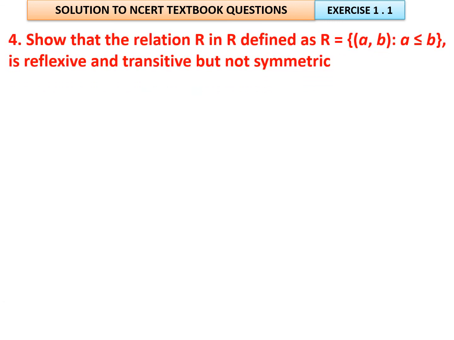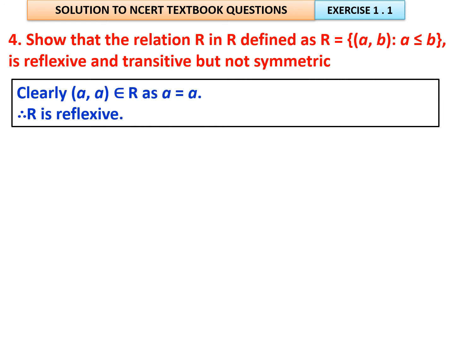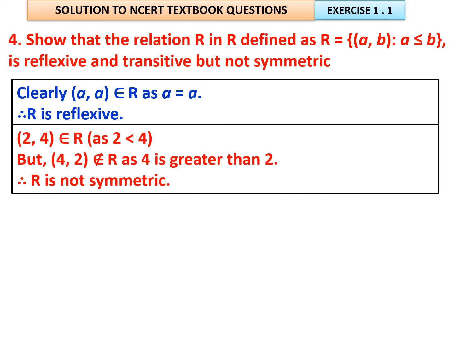Go to question number 4. A should be less than or equal to B. Be careful with that relation. If that equality is removed, then any one of the properties may not get satisfied. We have to prove that it is reflexive. A comma A: A is less than or equal to A, the equality sign is there, therefore it is reflexive. But when you take 2 comma 4, 2 is less than 4, and when you interchange it, is 4 less than or equal to 2? No, therefore it is not symmetric.